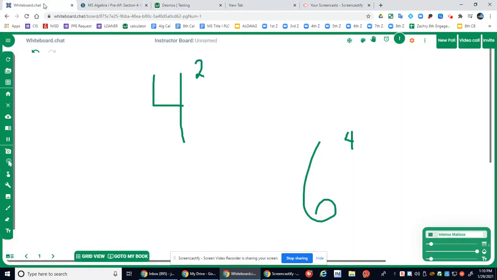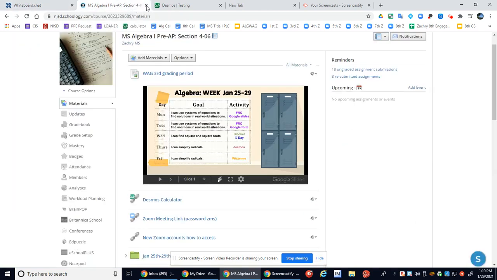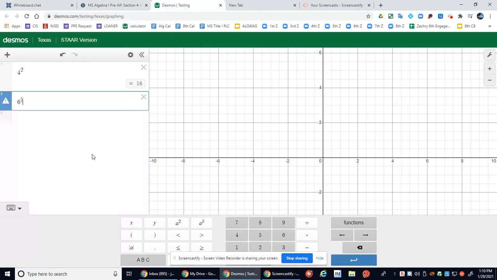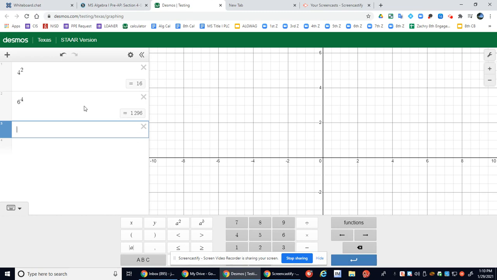Is that the right number? Let's go back. 6 to the 4th. So I'm going to type in 4. Whoops, back it out. Delete, delete. Now, 6 to the 4th, and it's 1,296.